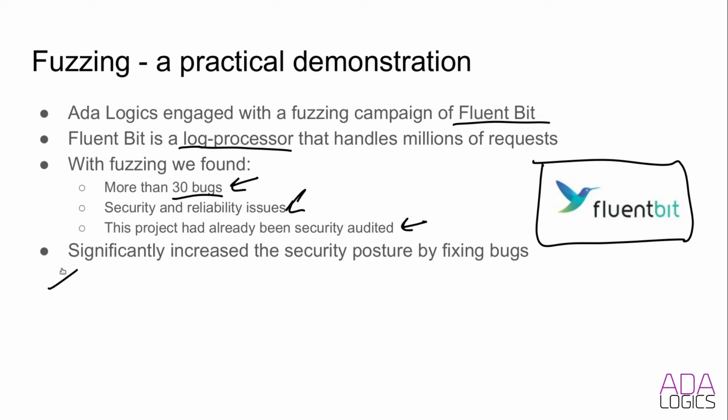And in conclusion, this work with FluentBit significantly increased the security posture because we also fixed all of the bugs. So we started to analyze the majority of the code in the project, and suddenly after fixing these bugs, we have a somewhat good guarantee that the code that we analyzed is actually secure for memory corruption vulnerabilities.